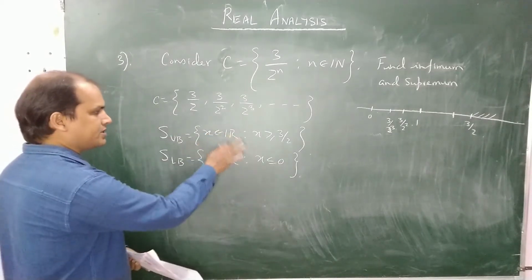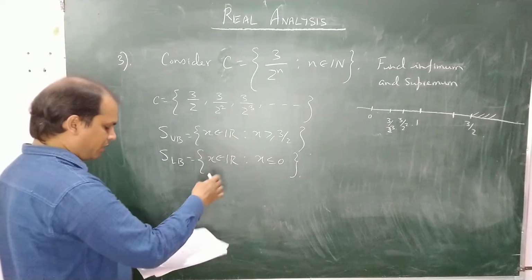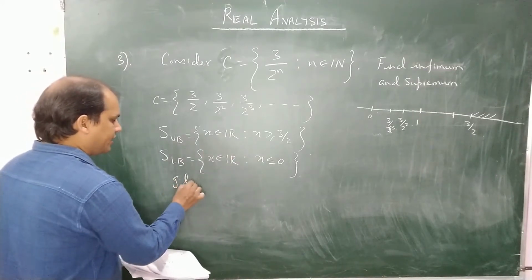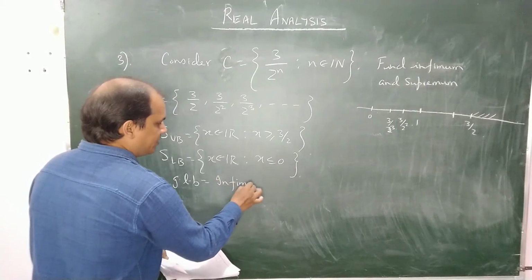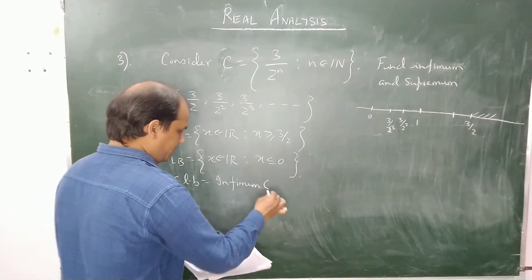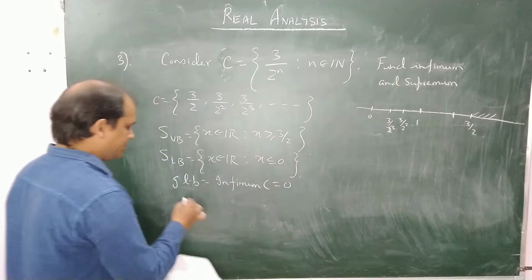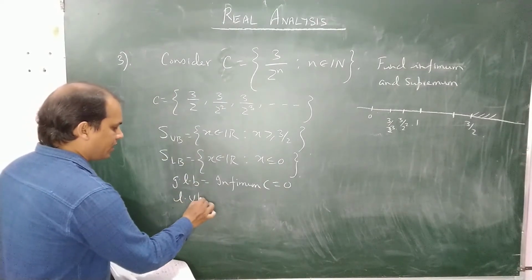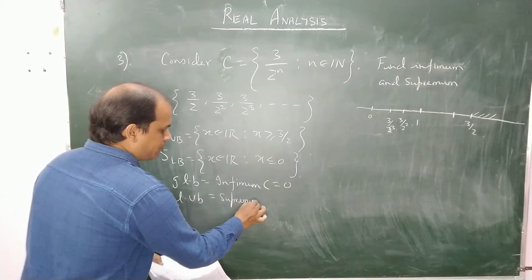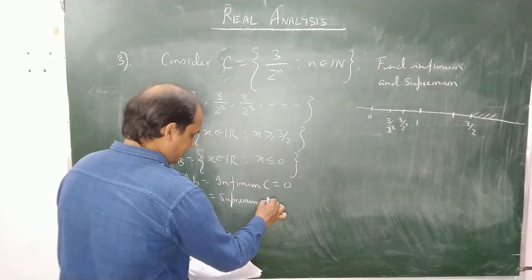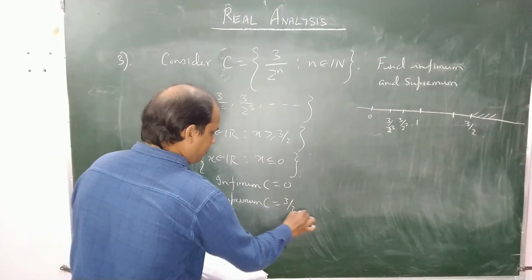So if this is the collection of its lower bounds and upper bounds, then it is very clear that the greatest lower bound, or infimum, of this set C is 0, and the least upper bound, or supremum, of this set C is 3 by 2.